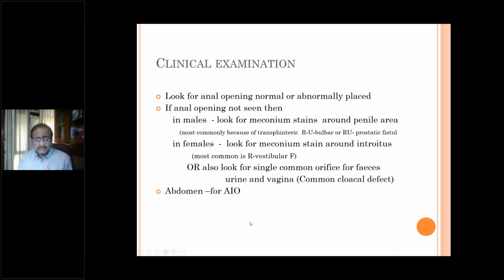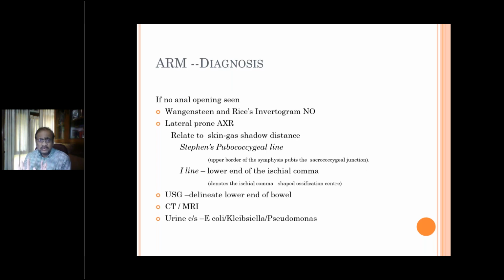The first thing you're doing is looking for the anal opening. You can have either of the three eventualities. If the anus is not seen, then what do you do? In males, you're looking for the meconium stain. In females, looking for the meconium stains, or look for a common orifice, just as I talked about. Also examine the abdomen. Remember that. Abdomen, why? Because this patient could be coming to you with frequent vomiting, abdominal distension, right? Acute intestinal obstruction.